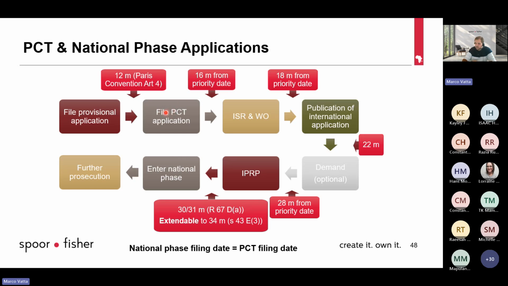So the monopoly rights for a national phase application are then calculated from the international phase filing date. So your monopoly is from the PCT international filing date and not from the national phase filing date. So your rights come into effect from this date and not the later filing date. Are there any questions regarding national phase applications?